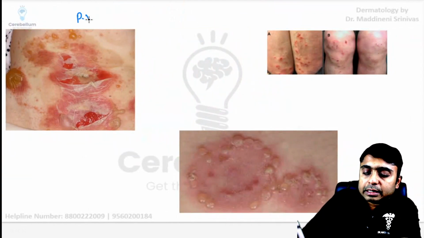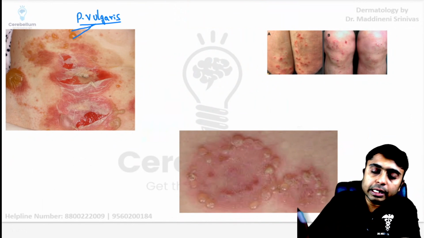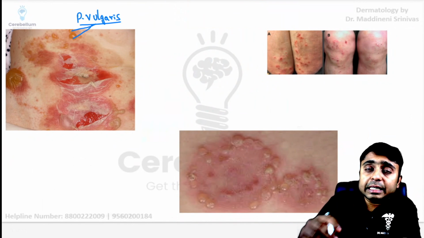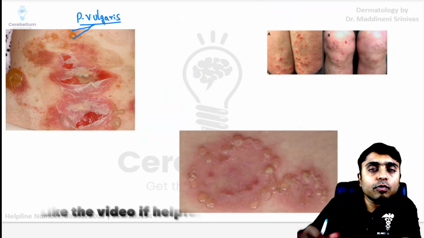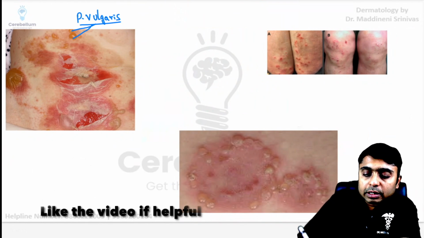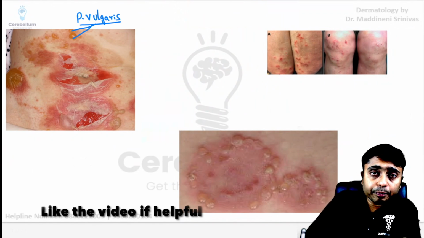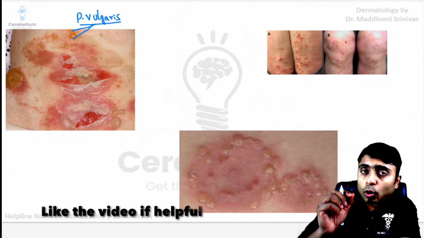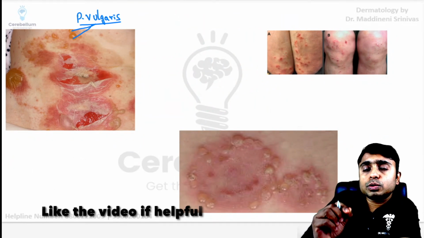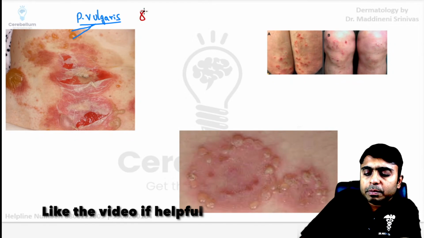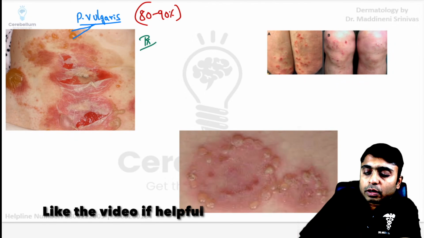Coming to the rest of the other options. This is a picture of a patient of pemphigus vulgaris, where you are able to see again the vesiculobullous lesions, and now you can see that these lesions are extending to involve the normal, surrounding skin. This is very characteristic of pemphigus vulgaris, and this is the reason why previously, when the treatment was not properly known, the patients used to have a very high mortality rate ranging from 80 to 90%. But with the advent of steroids, the pemphigus vulgaris mortality rate has reduced drastically. Oral steroids are very important.